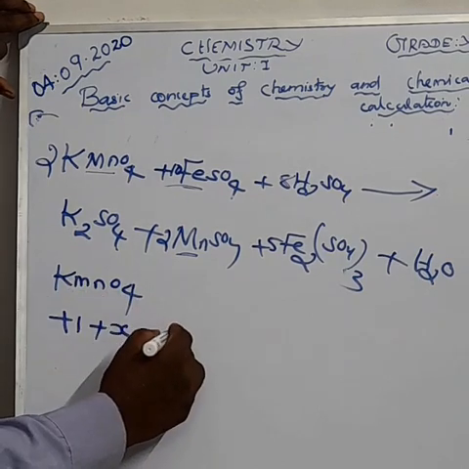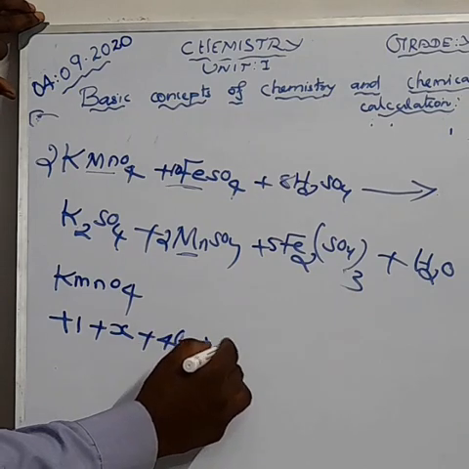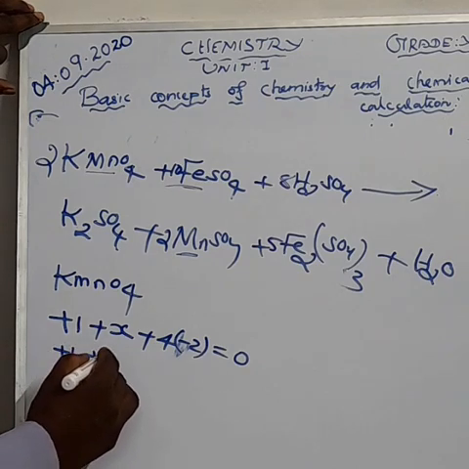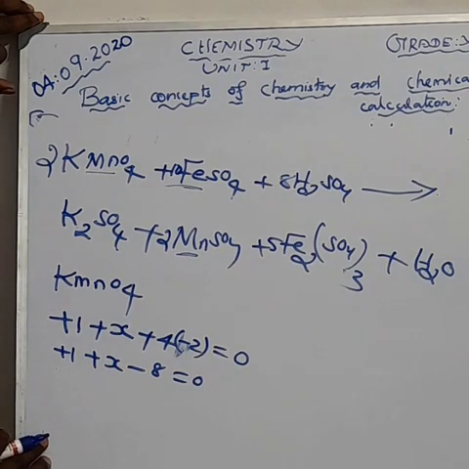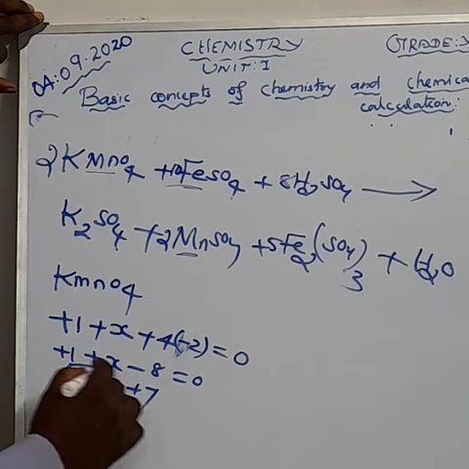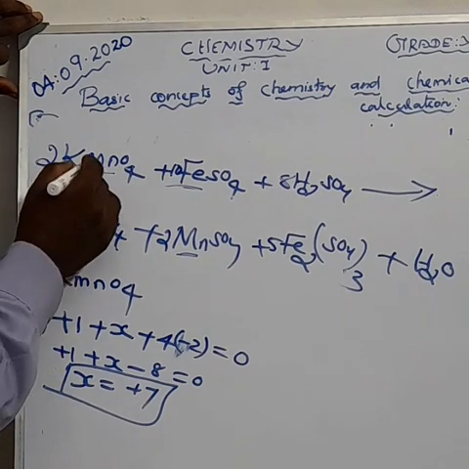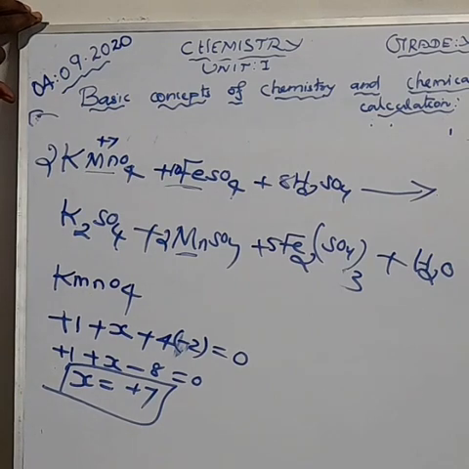4 oxygen. 4 into minus 2, minus 2 is equal to, there is no charge, so take it as 0. Clear? So plus 1 plus X minus 8 equal to 0. Clear? So X is equal to plus 7. So here, first manganese, the oxidation state is plus 7. Clear? Have any doubt? No doubt. Okay? Next one.